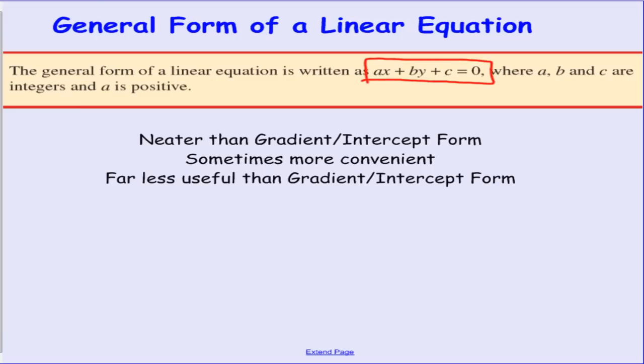It is ax plus by plus c all equaling 0. The important bits of information to note are that a, b and c are integers, meaning they're whole numbers only, and that a has to be positive. So we're not worrying about the y in this case, we're worrying about a positive x coefficient. So let's have a look at what we need to do to make it look like general form.